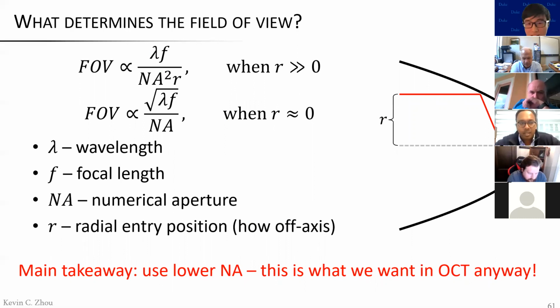Yeah, so I think conic mirrors are ideally suited for OCRT because these relationships show that the field of view is inversely related to the numerical aperture. So if you want to get a large field of view, you have to decrease your numerical aperture, but OCT does this anyway to get long depths of focus.